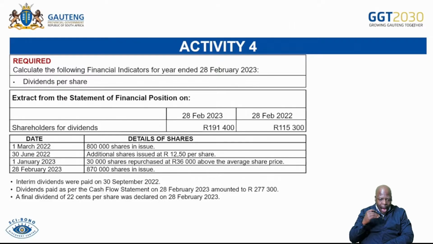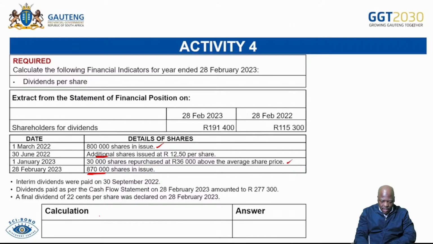Okay, so how do I calculate my dividend per share? In this case, I can see that I have 800,000 shares in issue. There are additional shares that were issued. And then there were shares repurchased. So already that tells me that there's been a movement in the number of shares. So I can't divide everything by 870,000 shares because there has been movement in the number of shares. So that means I need to calculate my interim separately, and I'm going to calculate my final separately as well. Okay, so let's come and calculate these figures.